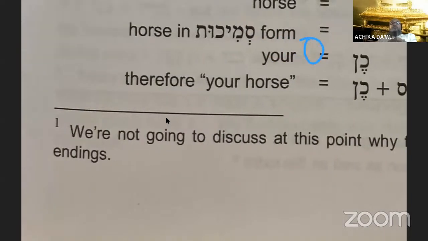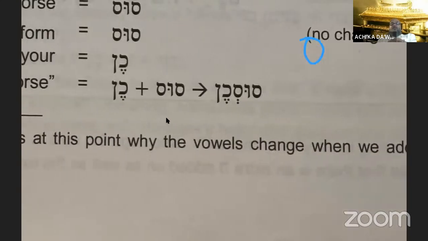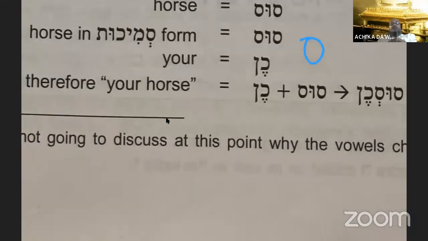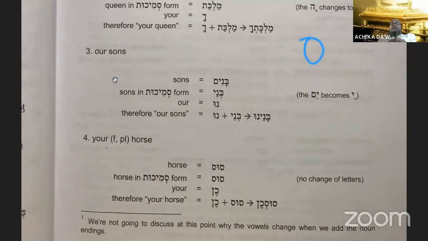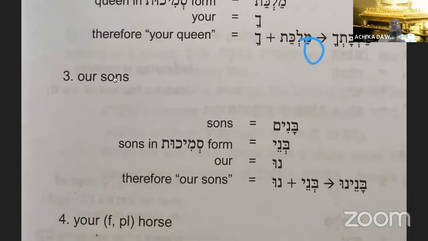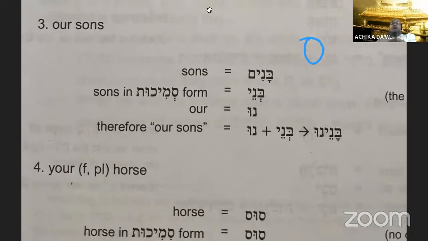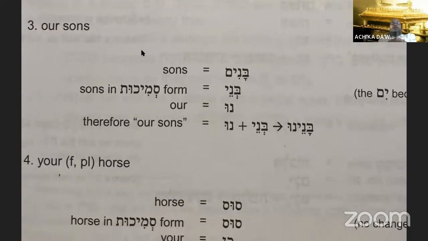We are not going to discuss at this point why the vowels change when we add the noun endings. We're not going to discuss it. You know why? Because there is a method to the teaching. That's why a lot of times I won't tell you guys something, because I don't want to get you confused. So they're not going to tell us why right now. But if you want to know about the semikuf change, go to lesson number 2, page number 11. Okay, let's look at our example of our sons.